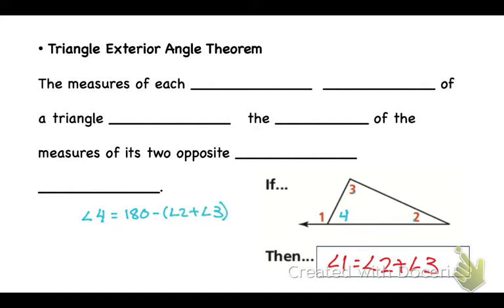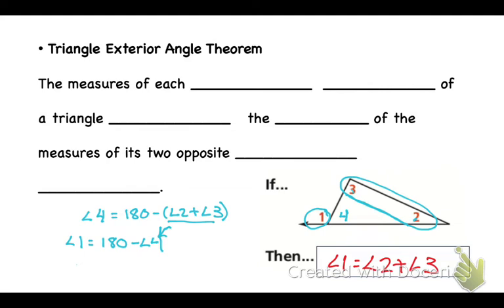Well, then if I had angle 4, how would I find angle 1? Angle 1 would equal 180 minus angle 4, correct? I have two equations. If I add those two together, aren't I going to get angle 4? Yes, so that is why this works. The exterior angle is the sum of the two opposite angles.